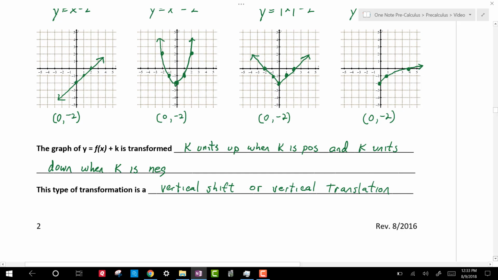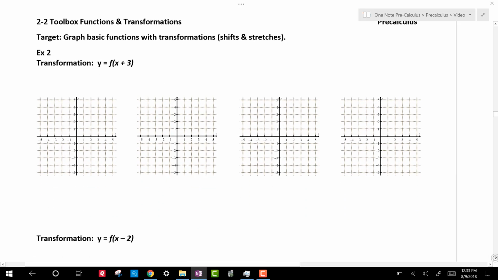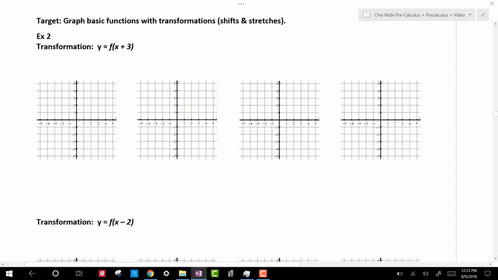All right? Let's take a look at the next set, see what we got going on with these guys. So now you'll notice that the transformation y equals f of x plus 3, this time the x plus 3 is inside the parentheses. So if you think about your 4 functions, we had y equals x, we had y equals x squared, these are our parent functions, we had y equals the absolute value of x, and y equals the square root of x.